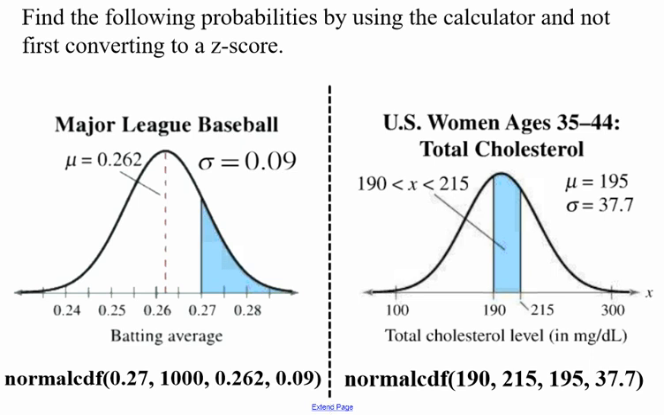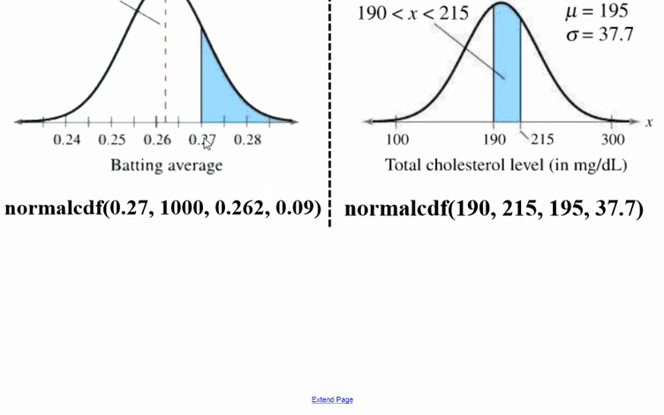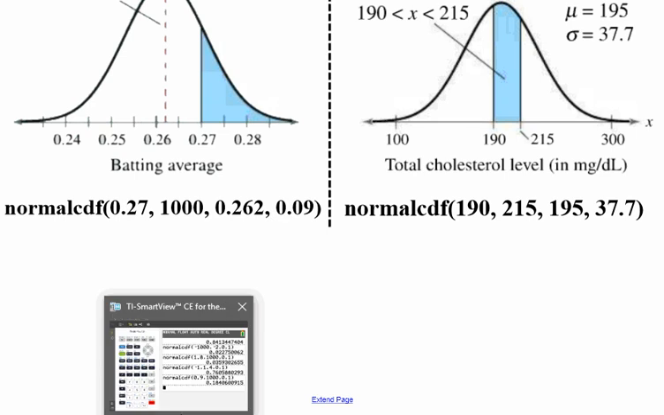So we can simply do normal CDF, left bound is 0.27, right bound we pick a large number for this scenario. For this scenario, 1,000 is a large number. Our mean is 0.262. Our standard deviation is 0.09. You'll see we don't need to convert to a z-score anymore because we're using technology. It does it for us really.